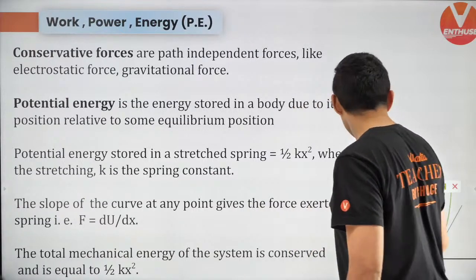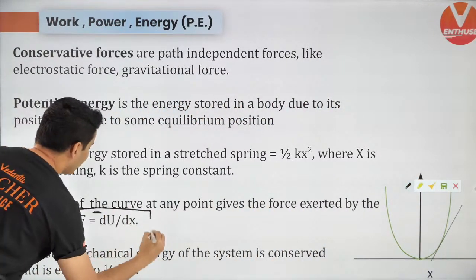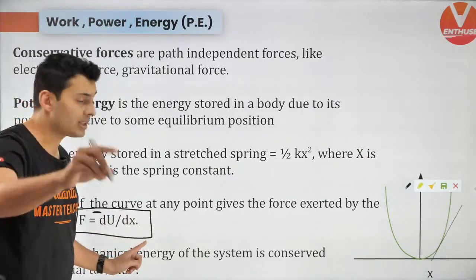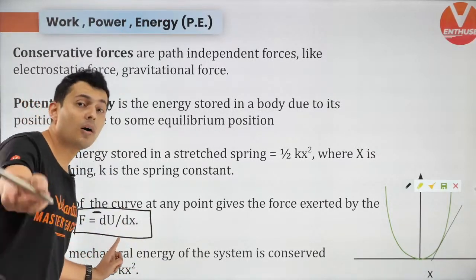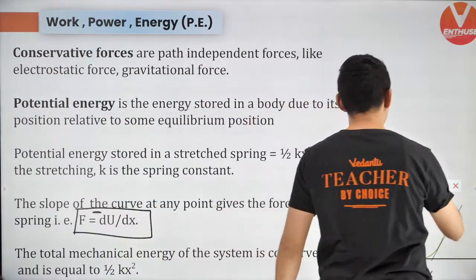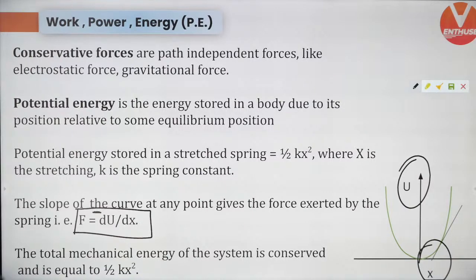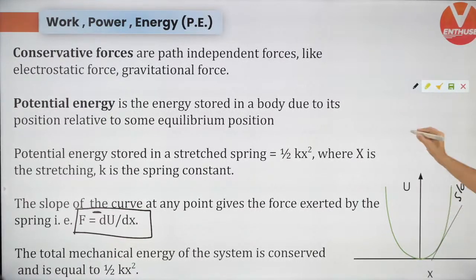So you should remember this very important formula. F is minus du by dx. What is u? U is energy. What is F? That force causing that energy. So, if you have a graph of energy versus x, that slope which you get over here is nothing but du by dx.